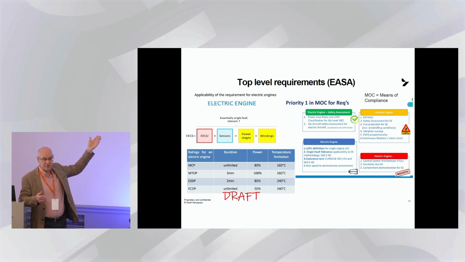MCP is maximum continuous, and maximum takeoff, that's short time. It's kind of self-explanatory. As you see, duration unlimited, duration 3 minutes. So the first two lines there, that's the normal operation. So 80% power of the maximum continuous and 100% then during a few minutes. That's a typical operation we have to live with.